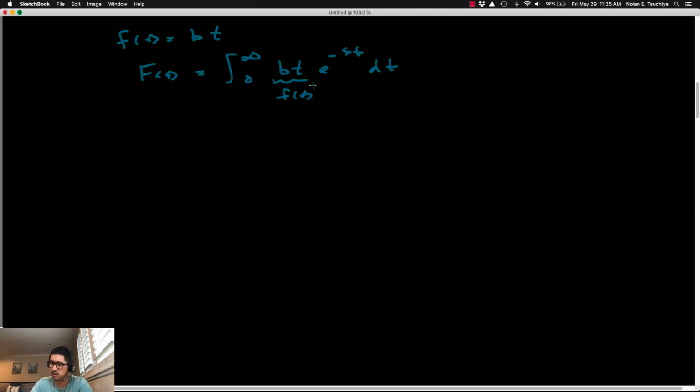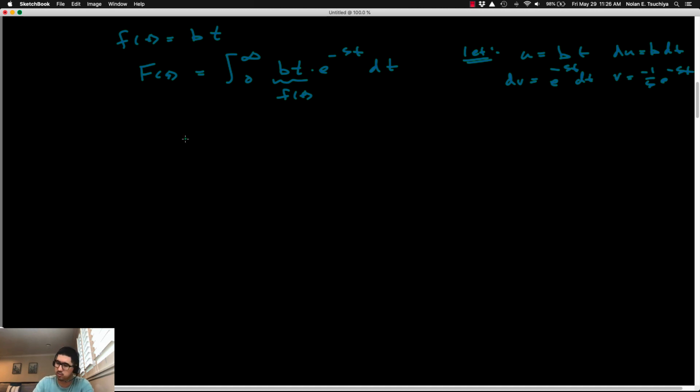Now immediately we see that this becomes a much more tricky integral. Okay, we need to actually do integration by parts, which means we need to let u equal bt. Generally, you let u equal the thing that gets simpler when you take its derivative. In this case, we have du would be equal to b dt, and then dv would be the other stuff, which is e to the minus st dt, which makes v equal to minus 1 over s e to the minus st.